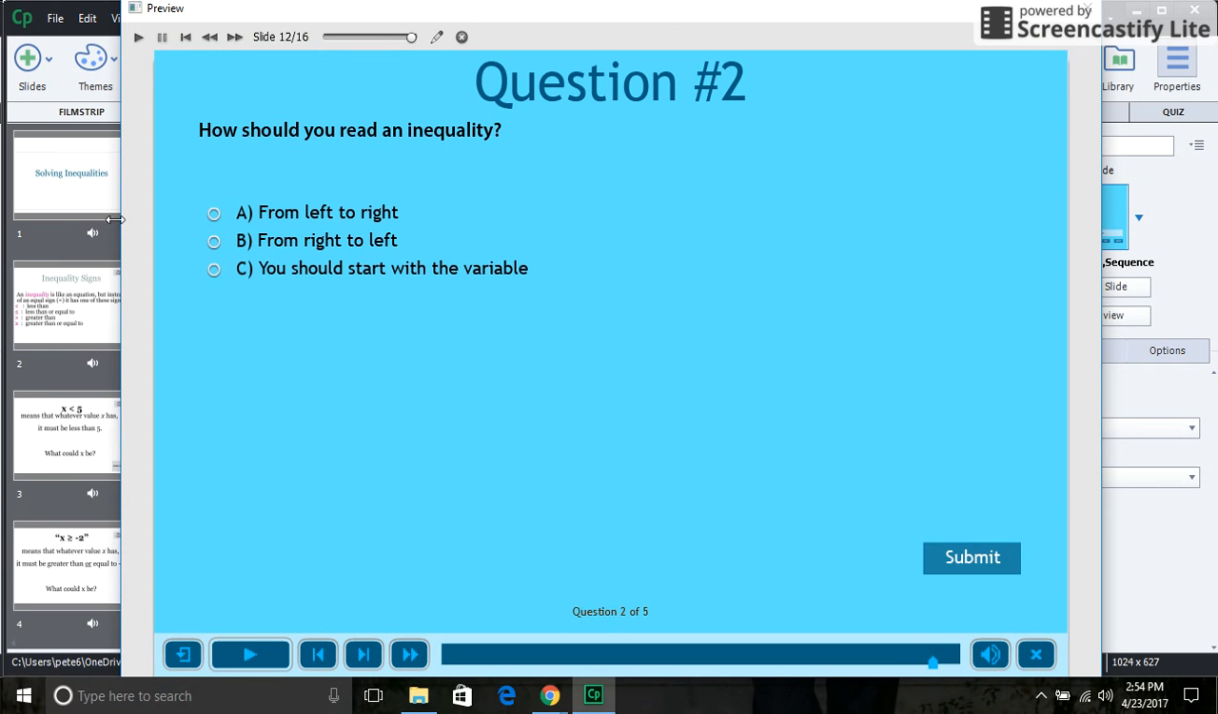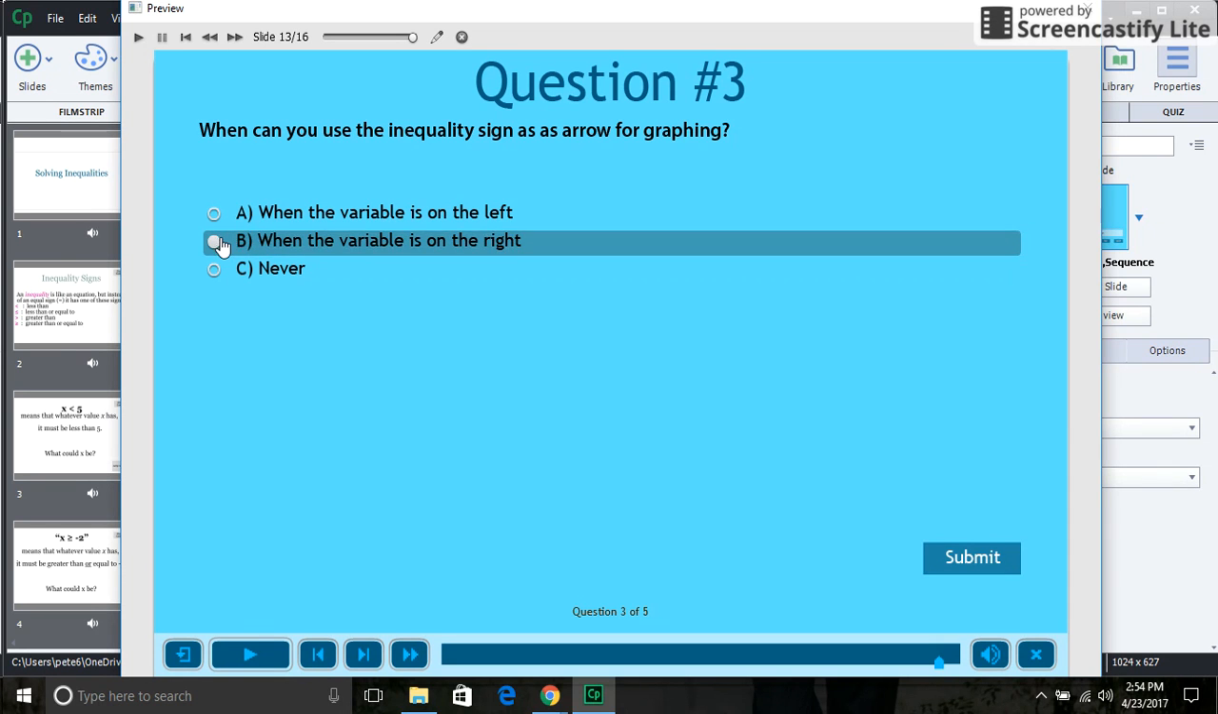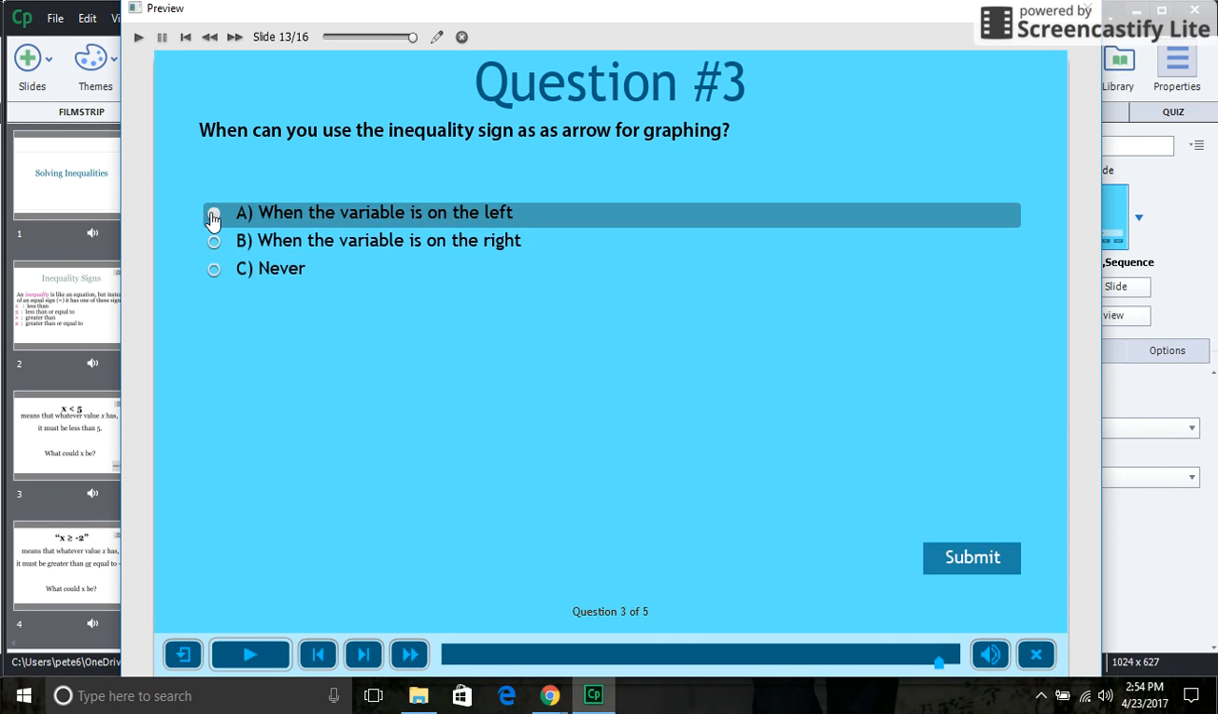Obviously, it'll take me to my next question from the left to the right. Nope, actually, this is the answer. Okay. When can you use the inequality sign as an arrow? Oh, when the variable is on the left. I see I have a typo there.